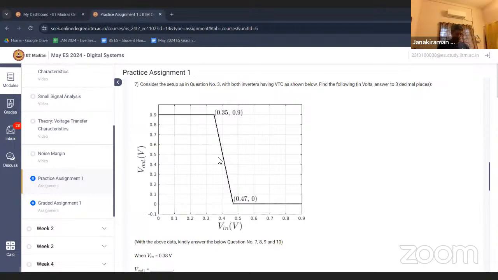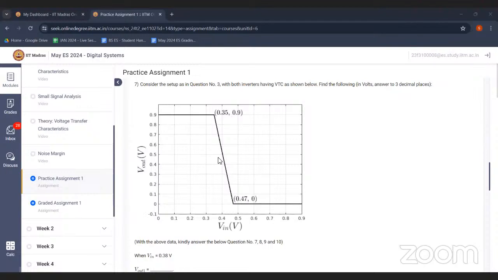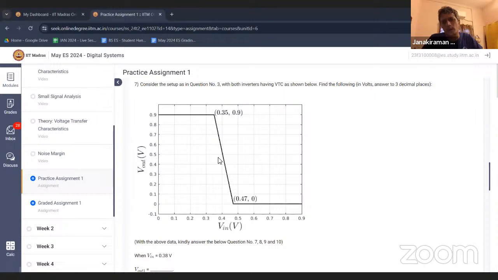How do you do this? So how do you do this? Hello? Can you hear me? Yes, sir. So how do you do this? When the input is 0.38 volt, what is V out? What is V out 1?